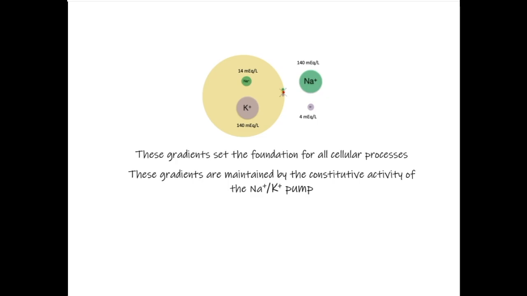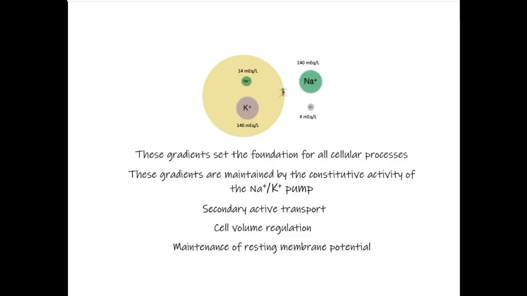These gradients are maintained by the constitutive activity of the sodium-potassium pump. They are also responsible for creating the gradients necessary for secondary active transport. They also underlie the ability to maintain proper cell volume regulation. And we'll also see that the maintenance of resting membrane potential is based on the gradients as they are. Finally, these gradients will serve as the basis for being able to develop electrical signaling.